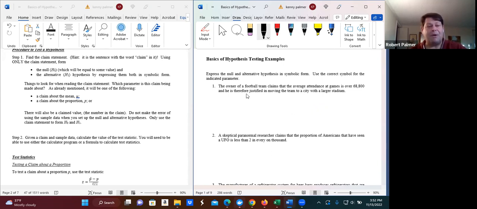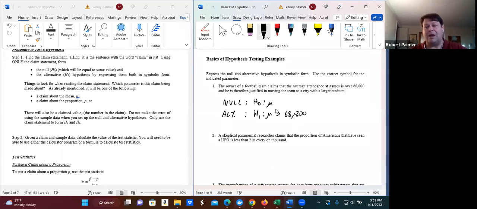Okay, so then our null hypothesis is going to be our H0, and actually, maybe it's easier to first write the alternate hypothesis, sometimes called the research hypothesis. That's usually the claim. In some cases, the claim can be the same as the null hypothesis, but in most cases, the alternate is the claim. In this case, we're talking about an average, or a mean, so we use the Greek letter mu. And the claim is that the mean is greater than 68,800.